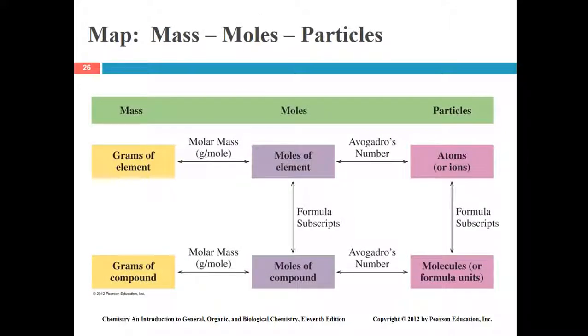So here's our nice road map. Notice we are going to get from mass to moles or from moles to mass via the molar mass, which we are going to calculate using the periodic table. Only if we need to get to atoms or particles are we going to be using Avogadro's number. And if we do use Avogadro's number, we must go through moles. There is no direct road map to get from grams to atoms or atoms to grams. We all have to go through moles.